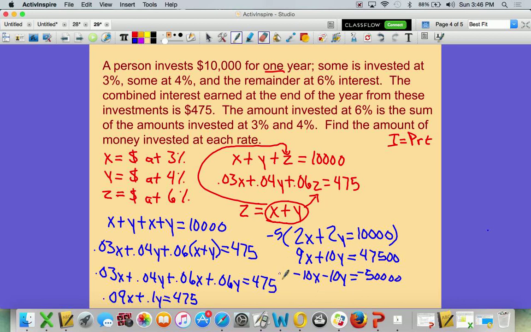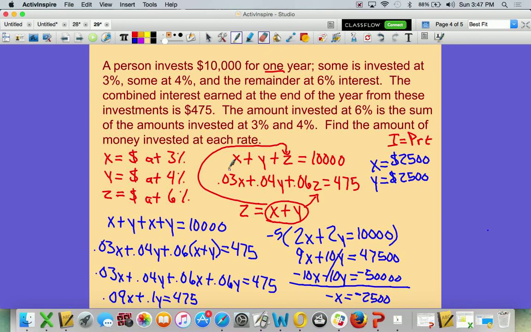Alright, normally I would say copy this one down again, but they are right on top of each other, so I'm just going to add these two together. The y's go away. I've got negative x equals negative 2,500. So I'm saying right now x equals $2,500. Alright, if I come back here and run x through, I've got 2 times 2,500 is 5,000, subtract that over, 10,000 minus 5,000 is 5,000, divide by 2, gives us y equals 2,500.